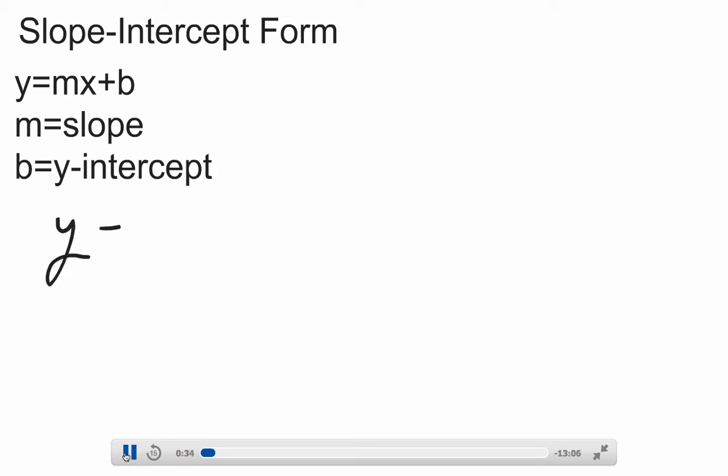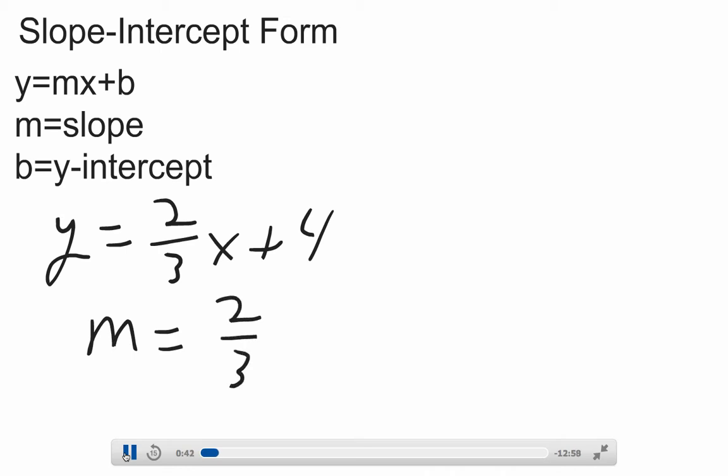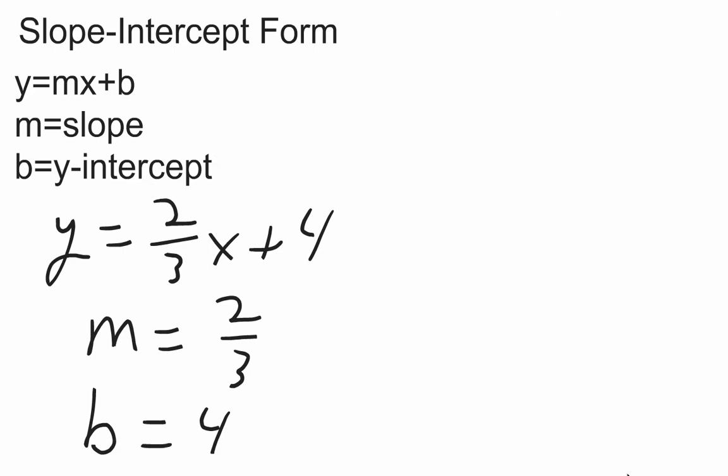So let's say we had y equals 2/3 x plus 4. The slope then is 2/3, and the y-intercept is 4. So that means it crosses the y-axis at 4, and the slope is 2/3, so I'd go up 2 over 3 and make another point, and then connect those points.